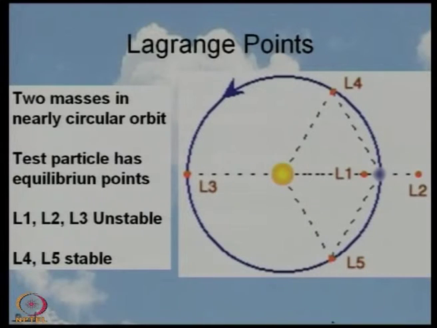So, in that rotating frame, can we have a co-rotating test particle, co-rotating with the circular orbit? Are there positions where such a test particle will not experience any force? And Lagrange found that there are indeed positions where the centrifugal force and the gravitational attraction of the 2 particles cancel out. He did the analysis and showed that there are actually points where this force cancels out, and these points are called the Lagrange points.